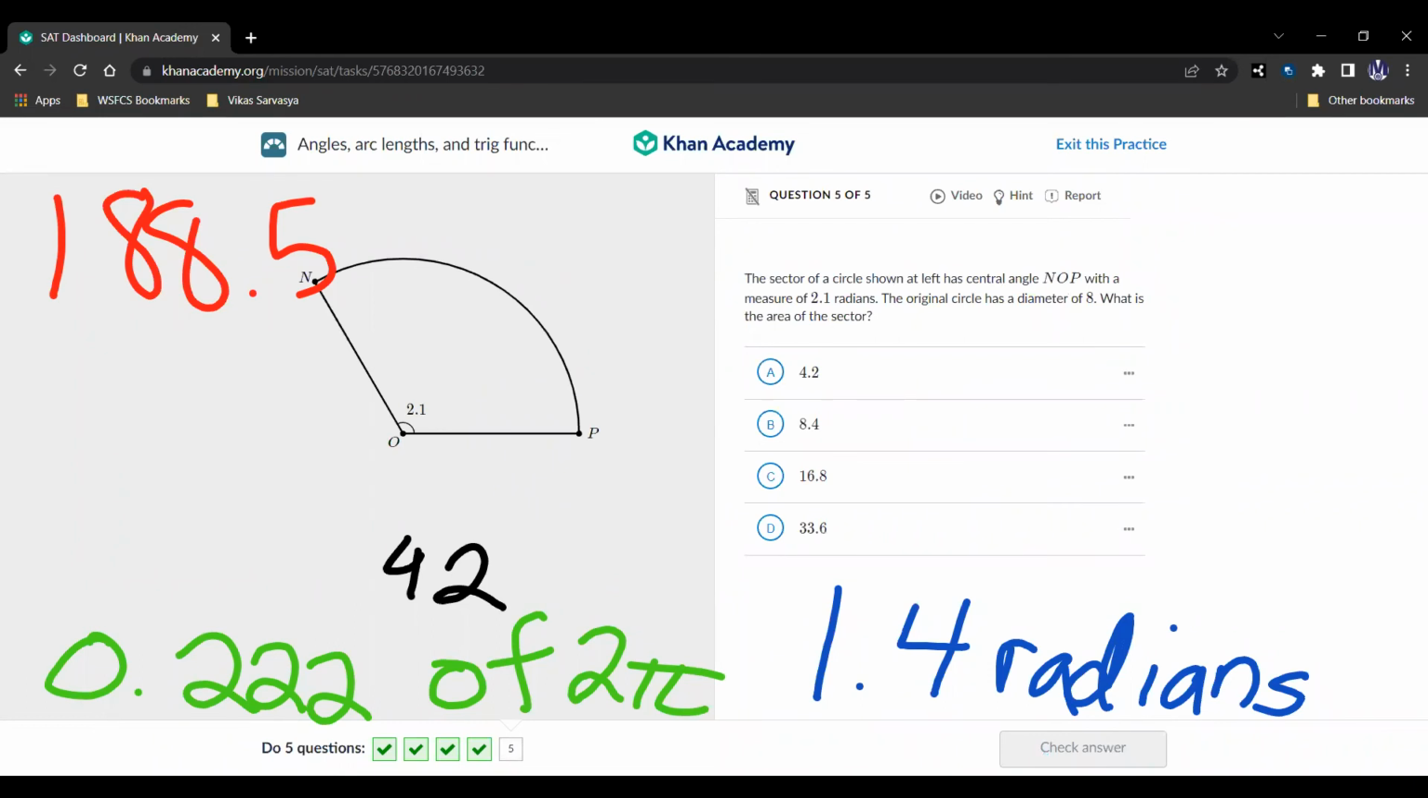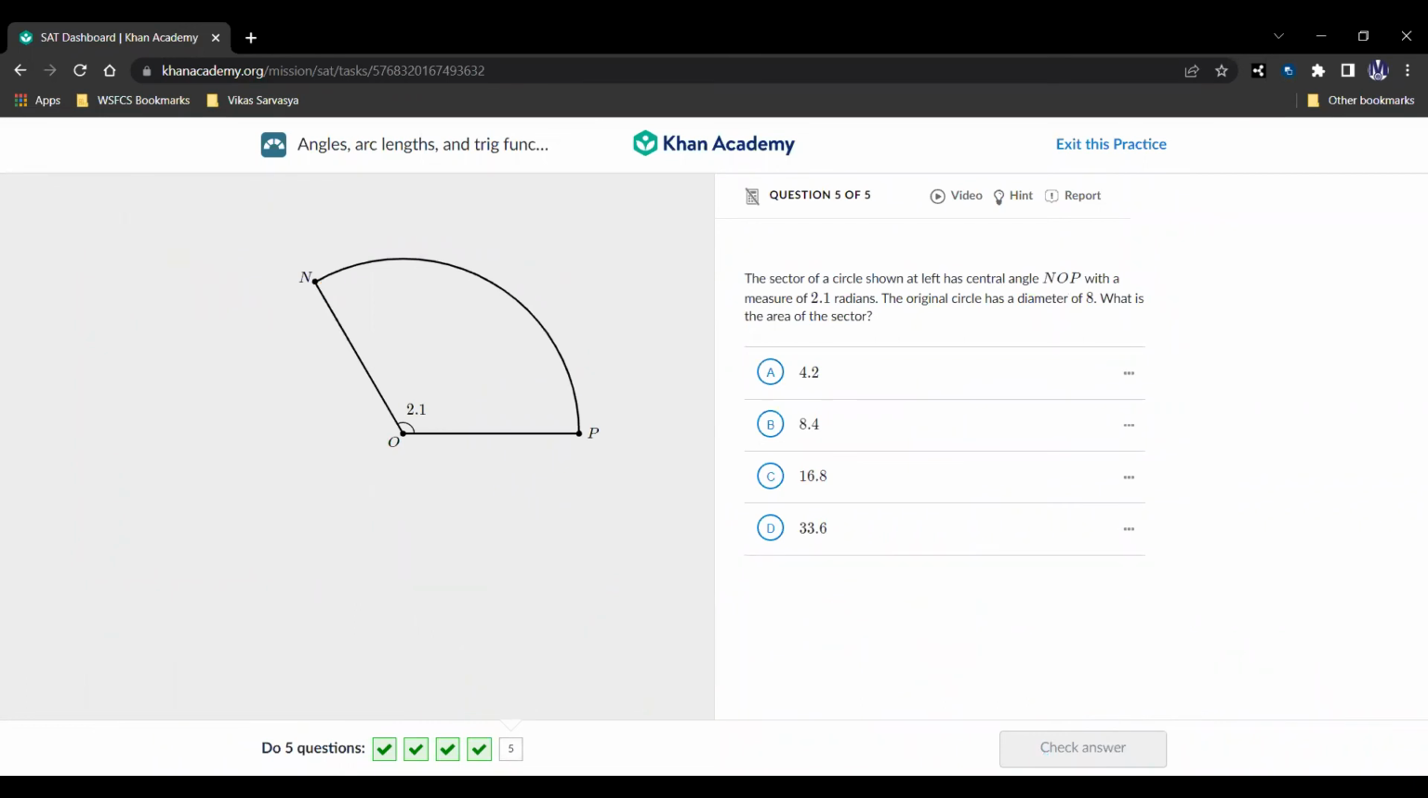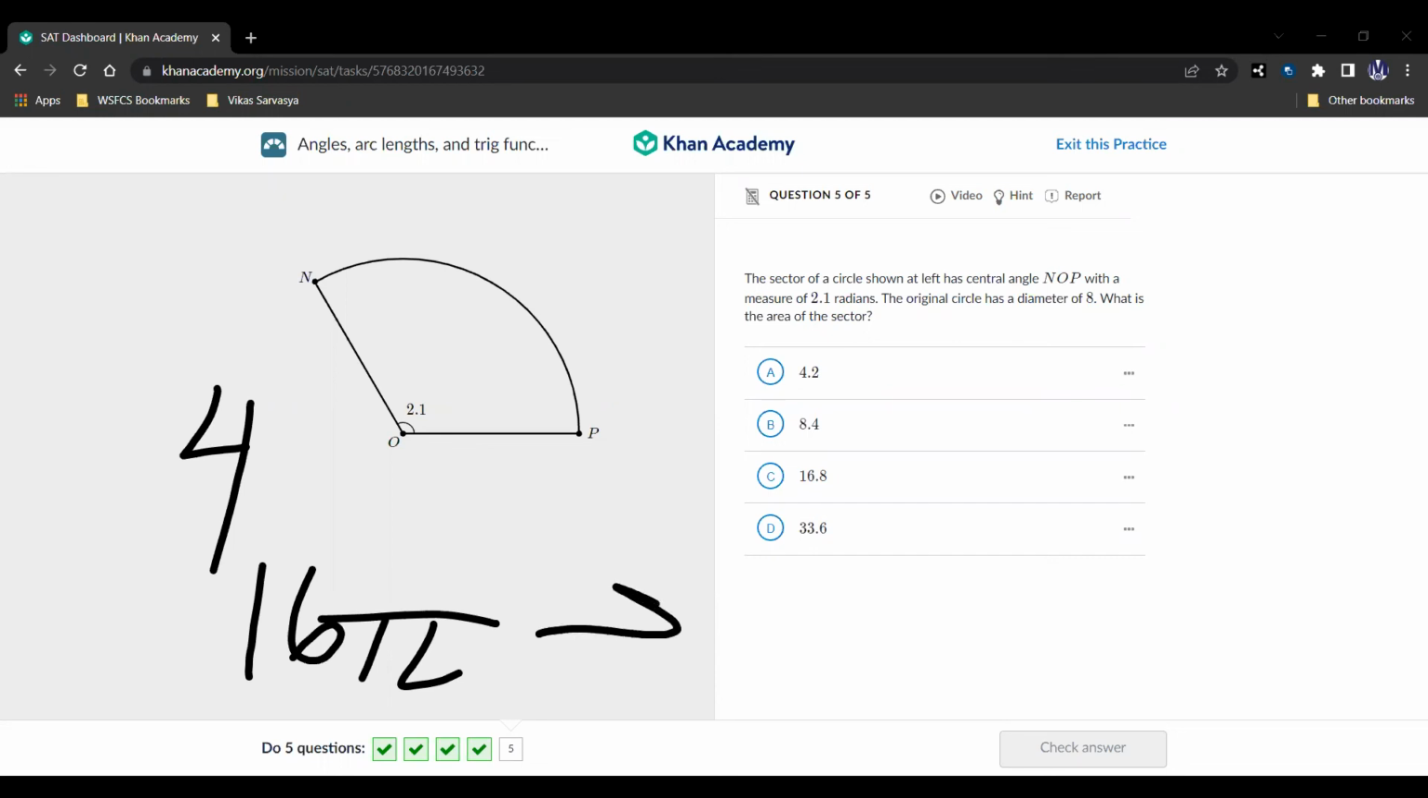Here it is. The sector of a circle shown at left has central angle NOP with a measure of 2.1 radians. The original circle has a diameter of 8, and we're asked for the area of the sector. Well, since the diameter is 8, the radius is 4, so the area is pi r squared, or 16 pi. That's 16 pi for 2 pi radians, which means that for every radian, it's going to be 8.